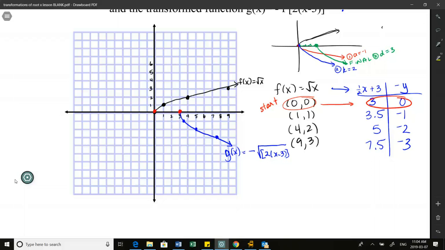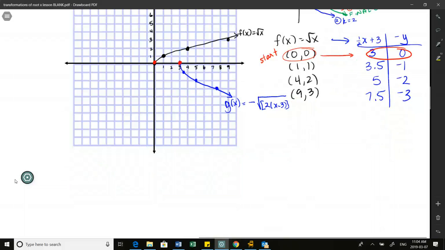Good? Any questions for this one? Okay, you guys are going to be pros at transformations once we get to the end of this unit, because we're kind of doing the same thing over and over again with different functions. Can I scroll? Okay.